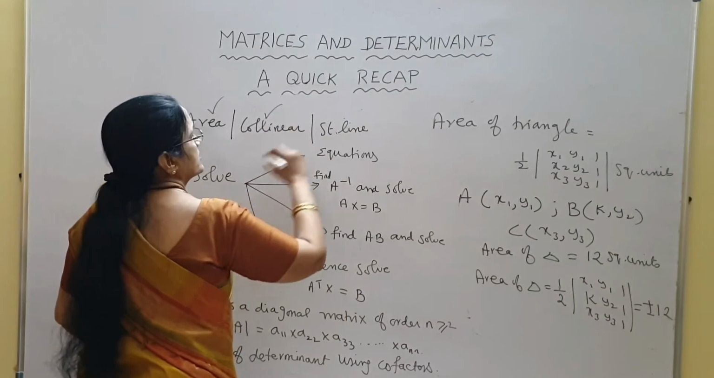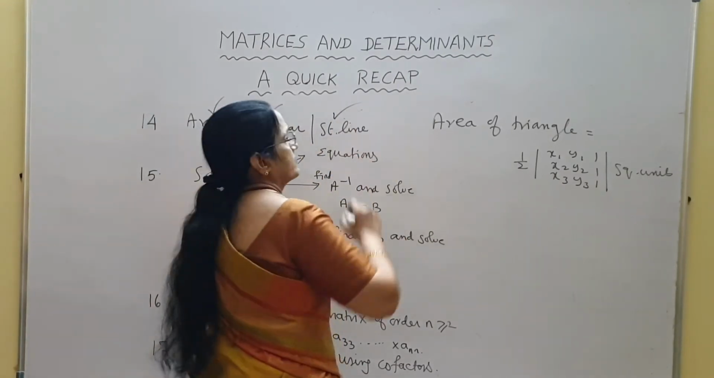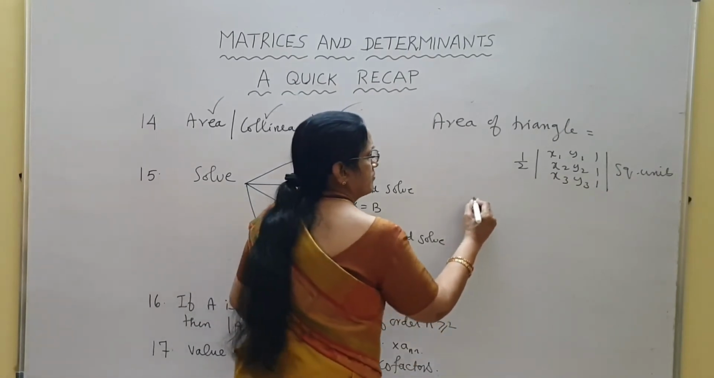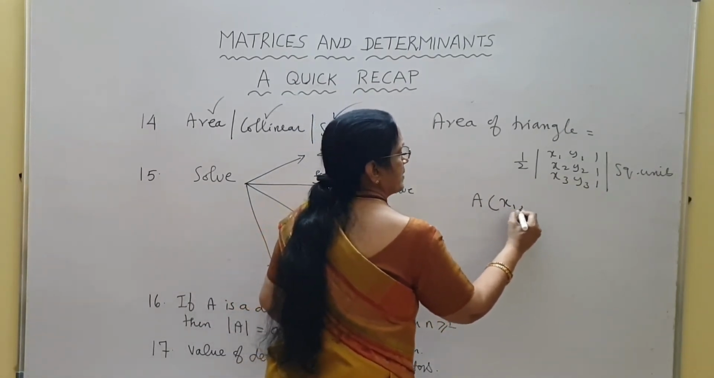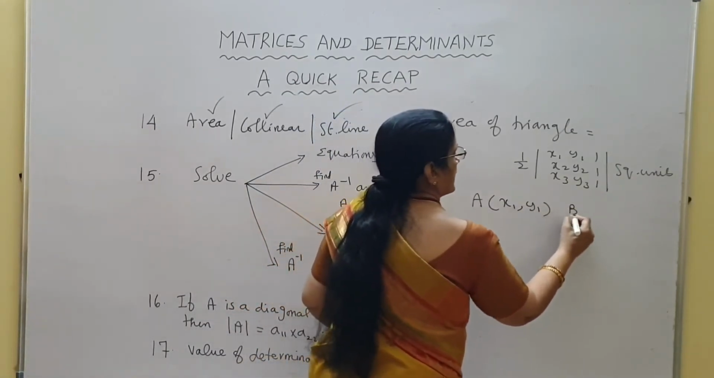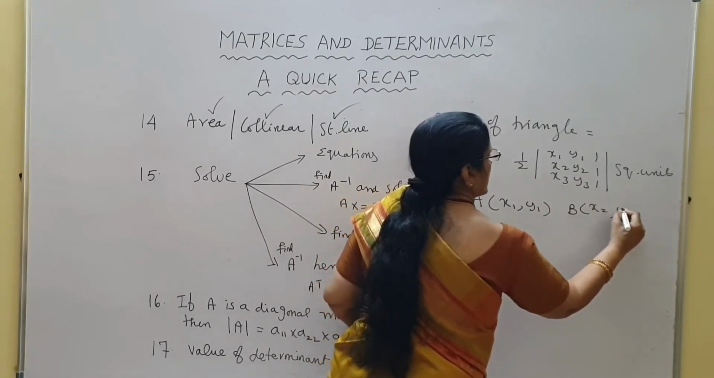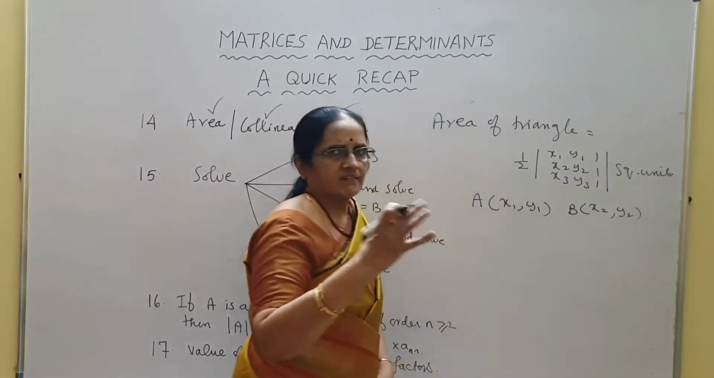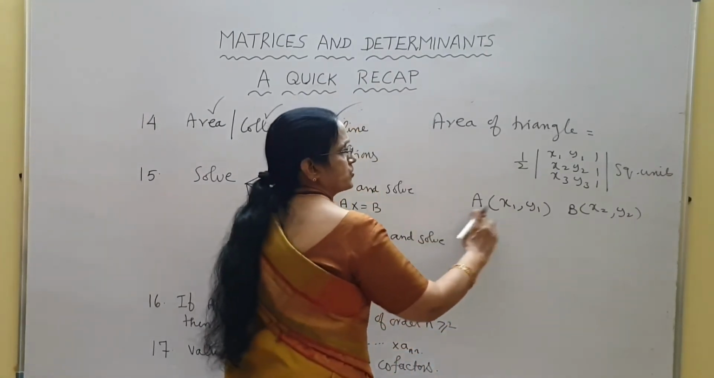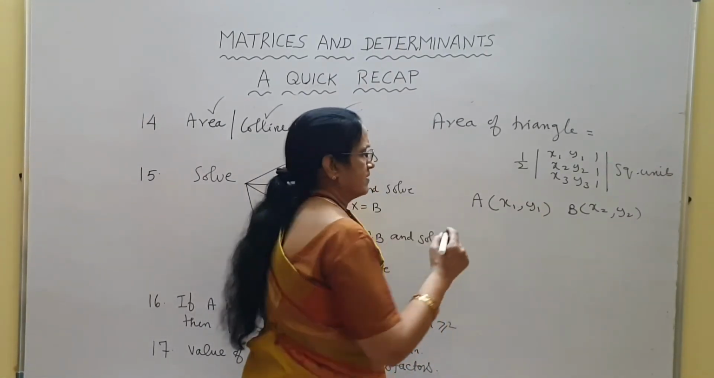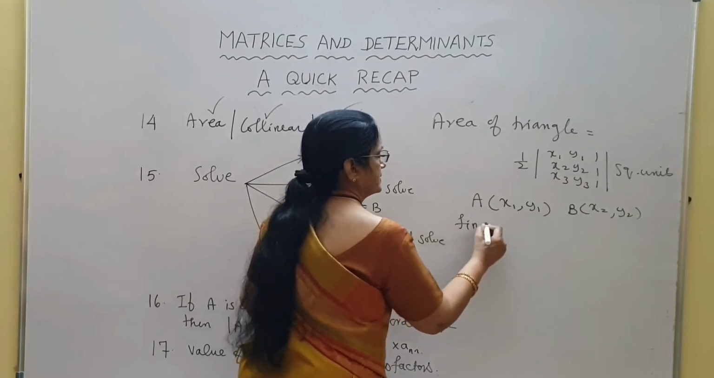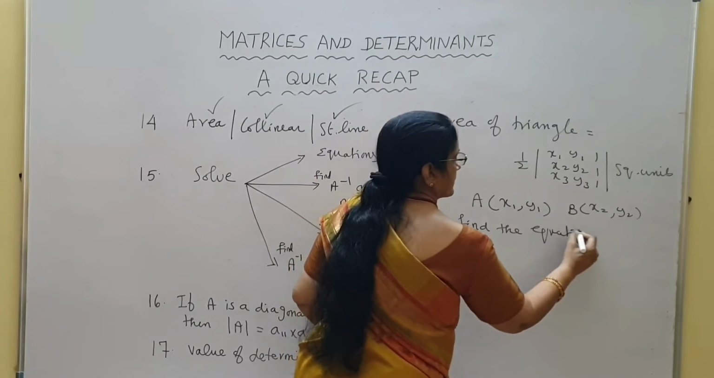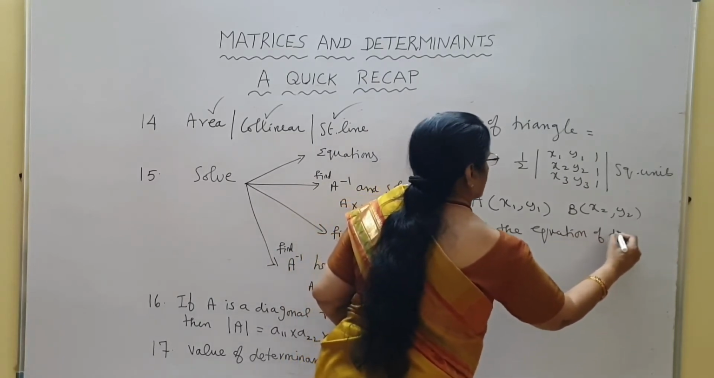One more type is also there. So collinear, you are finished. Straight line. I ask you to find the equation of the straight line using determinant. What they will do? They will give the point A as x1, y1, B as x2, y2. That is, they may give 1, 0, 2, minus 3, like that. They will ask you to find the equation of the line.